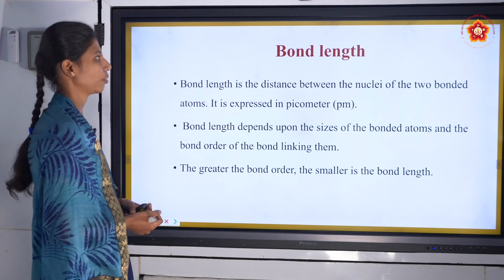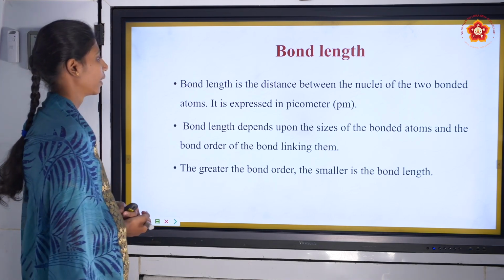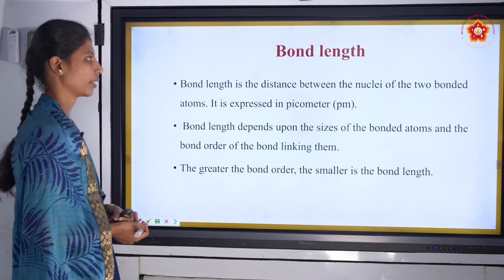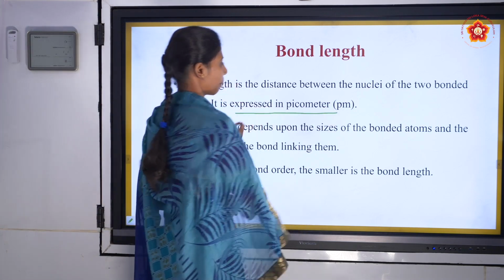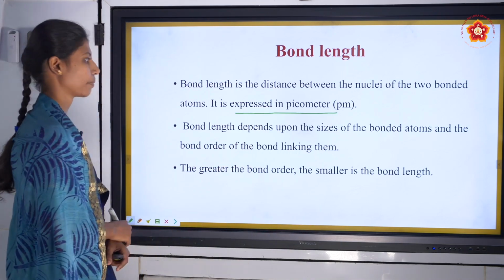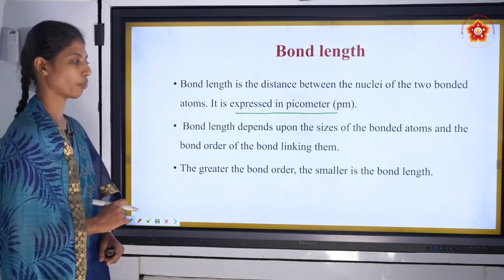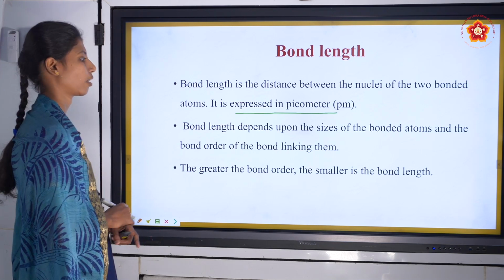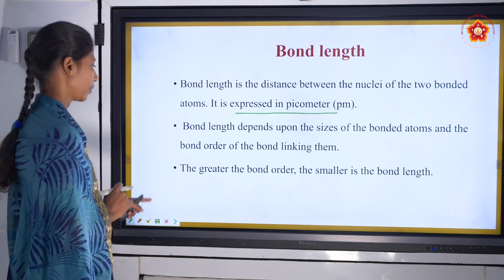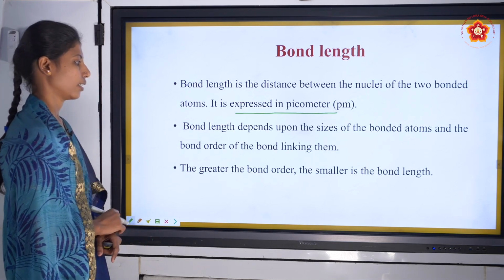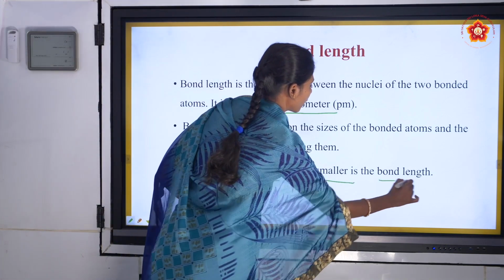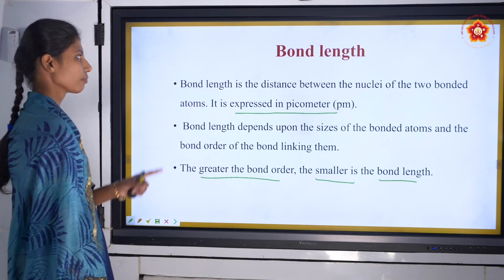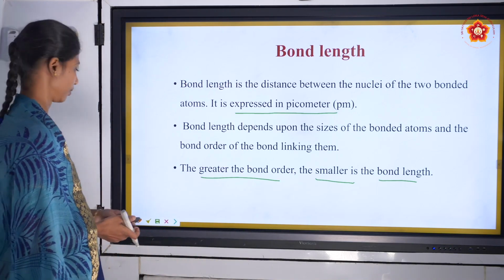Next we will discuss bond length. The bond length is the distance between the nuclei of the two bonded atoms. It is expressed in picometers, pm. The bond length depends upon the size of the bonded atoms and the bond order of the bond linking them. The greater the bond order, the smaller the bond length.